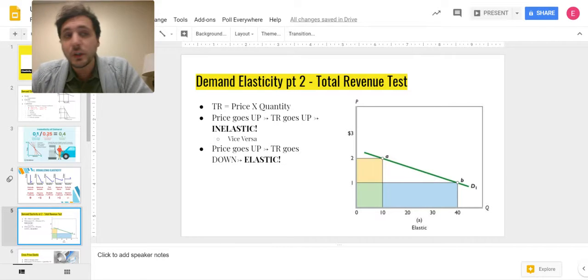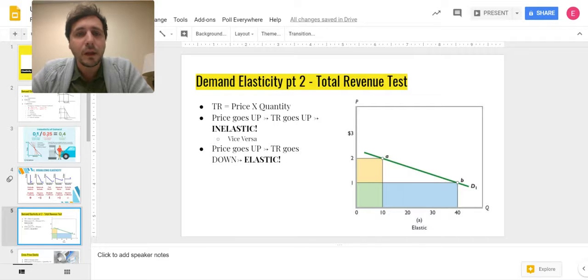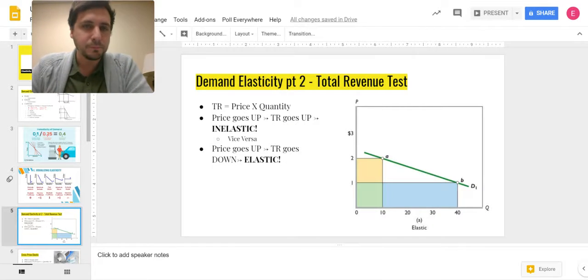Total revenue test is just checking out what happens to total revenue. It's pretty simple. Total revenue is price times quantity. So here at point A, my total revenue is 2 times 10, or 20, represented by this yellow box here, 2 times 10 or 20, right? And then down here, my total revenue on B is 40 times 1, or 40. 40 is my total revenue there. So it's price times quantity, very simple equation represented by the boxes there.